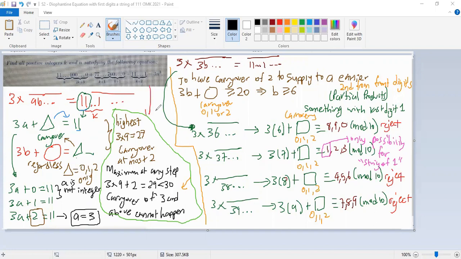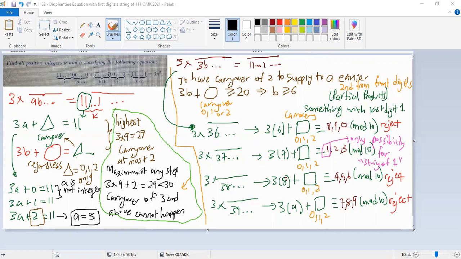Then I look at the analysis on the right. Please look at the analysis in this green part here. Let me circle that. The highest is 3 times 9, the highest for digit 3 multiplied by something. So it's 27. And a carryover is at most 2, because previously it's also 3 times something. You go from the rightmost. So plus 2 is 29.